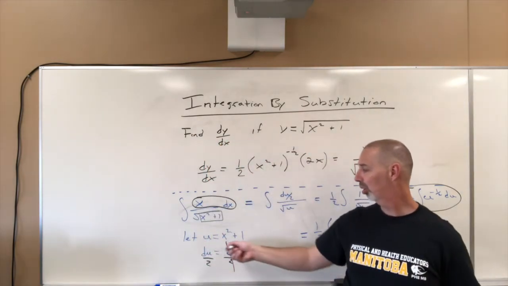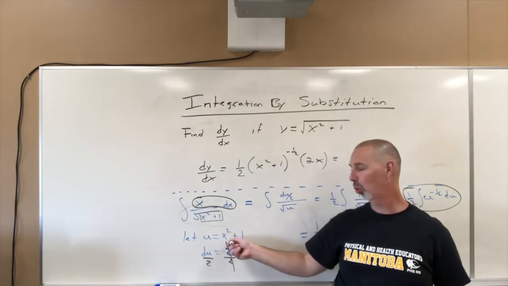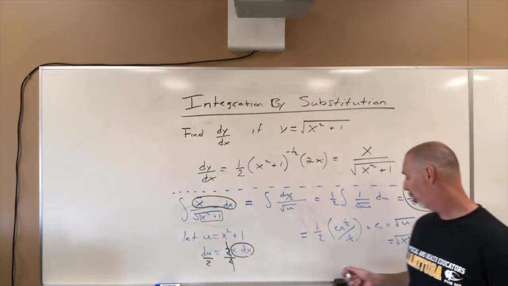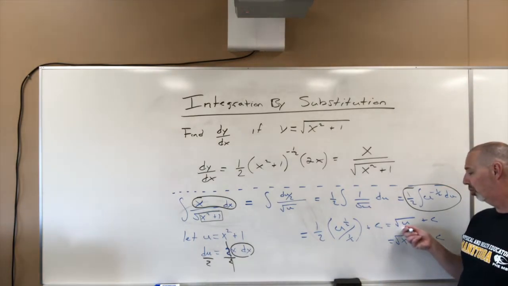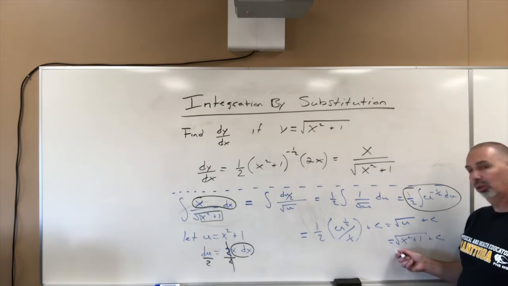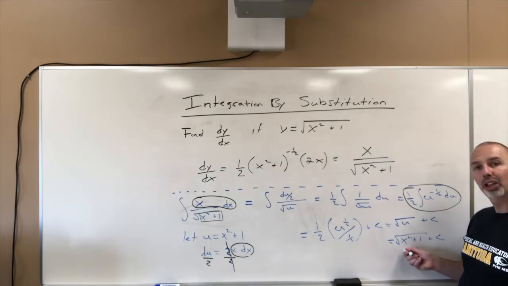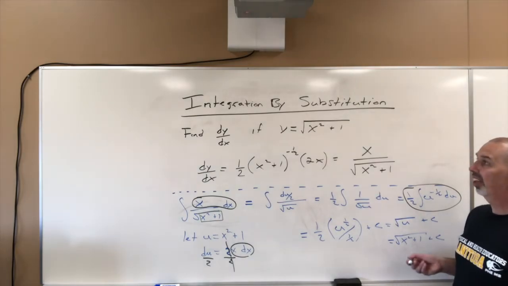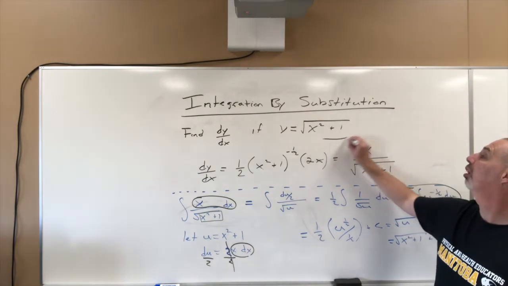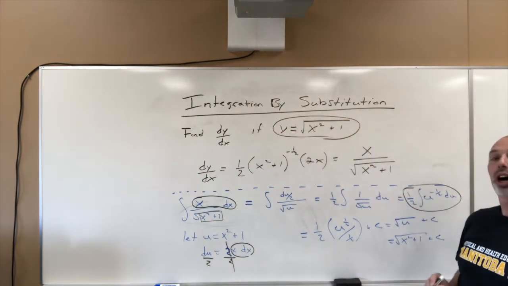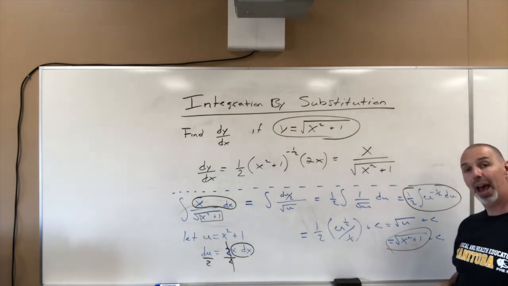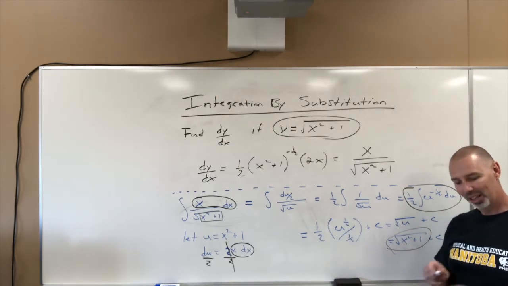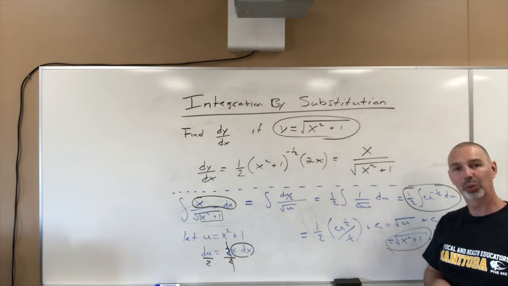In the beginning, we substituted u for x squared plus 1. We want to reverse that substitution at the end here now. So instead of root u plus c, the answer is root x squared plus 1 plus c. And again, that's where we started, right? Our original function right here was y equal to the square root of x squared plus 1. And here we got it back. Okay, let's try another example and see if this works.